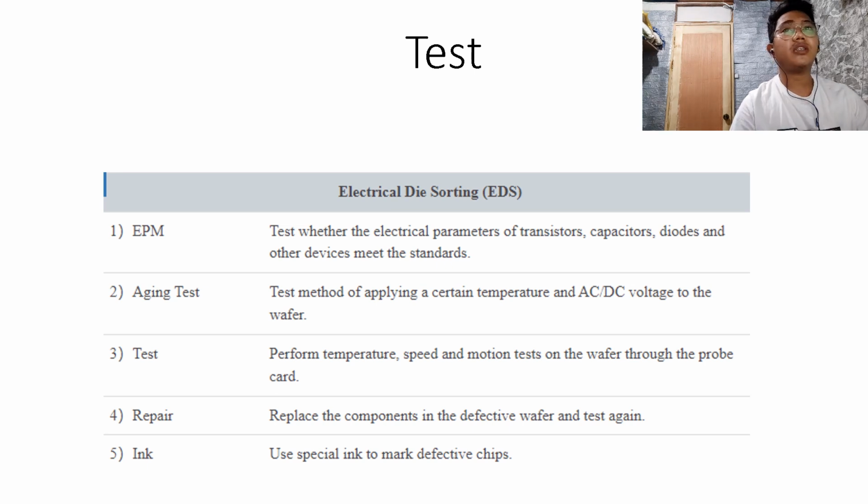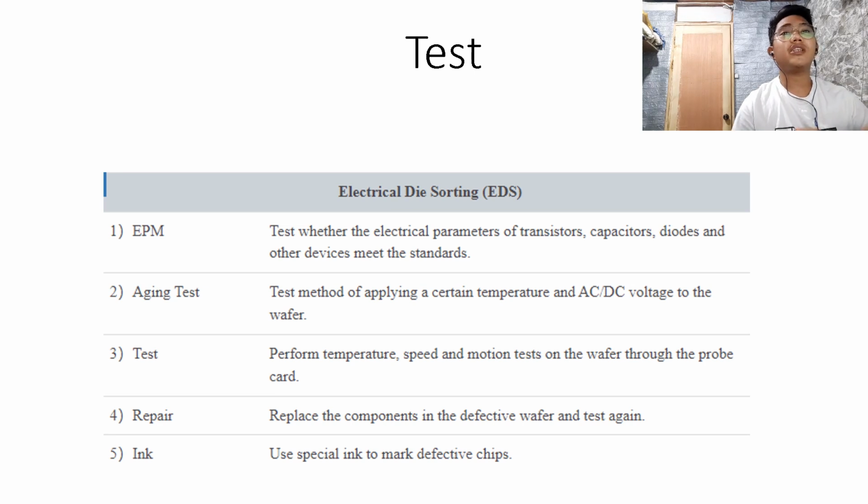And next is the aging test, or the wafer aging test. The semiconductor defect rate comes from two aspects, namely the rate of manufacturing defects, which is higher in the early stage, and the rate of defects occurring throughout the life cycle afterwards. Wafer aging test refers to testing the wafer under a certain temperature and AC/DC voltage to find out which products may have defects in the early stage. That is to improve the reliability of the final product by discovering potential defects.